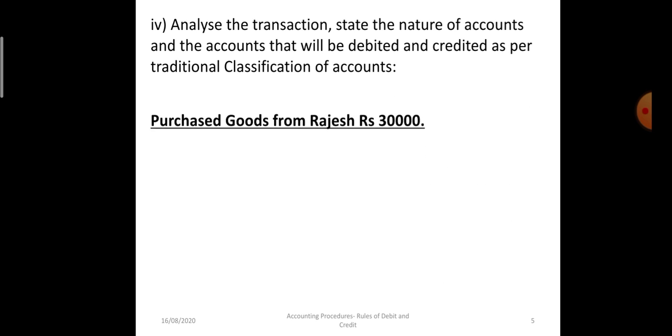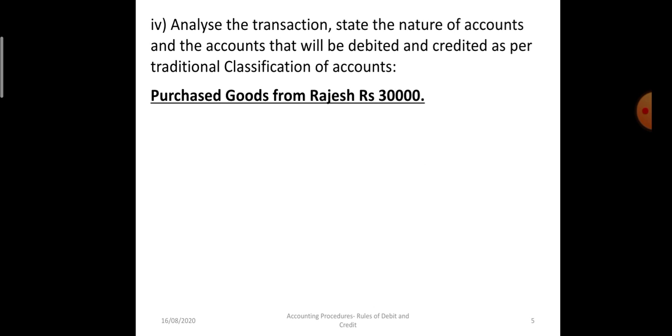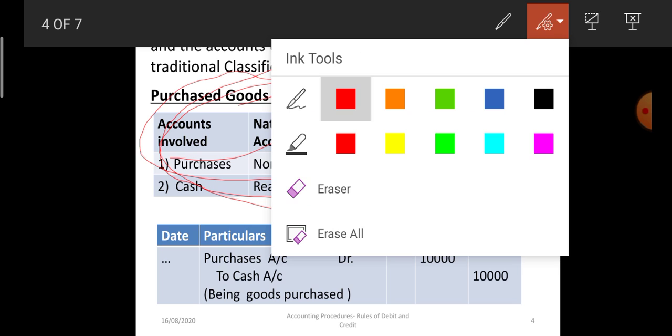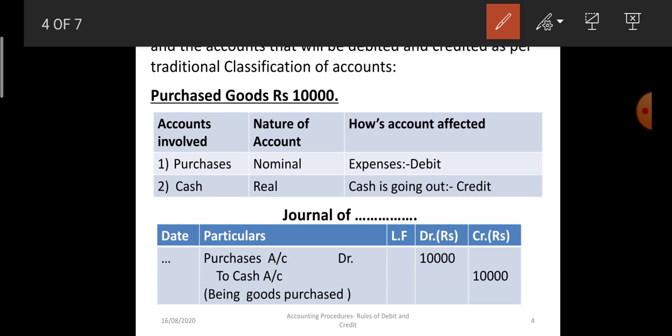One more transaction we are taking. Purchase goods from Rajesh. Now see, here the name of Rajesh is mentioned. In the previous page, all of you just check the transaction. Here it is only purchase goods, no name is mentioned. So we consider it as a cash transaction. Name is not mentioned.